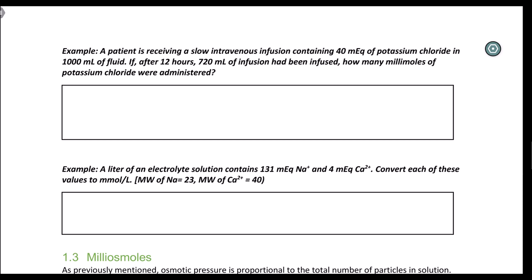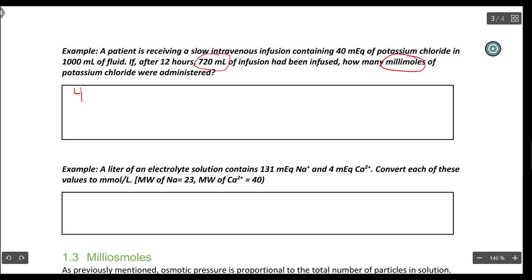All right. So ultimately, let's look at the question. What's it asking us? How many millimoles of potassium chloride were administered? So we're looking for millimoles, right? That's where we want to go to. Where's our starting point? It says the patient received a slow infusion. It contained 40 MEQs in 1,000 mLs. And after 12 hours, they got 720. So let's see how many MEQs of potassium they got.